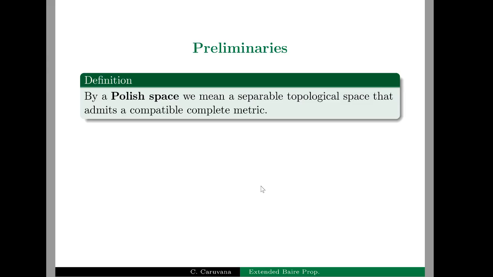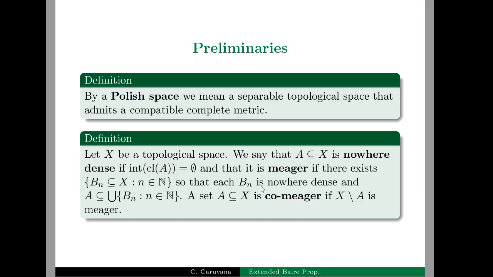Of course, a Polish space is a separable, complete metrizable space. And we define meager, or first category, as some people like to call it. So these are the small sets, as it were, in terms of category.